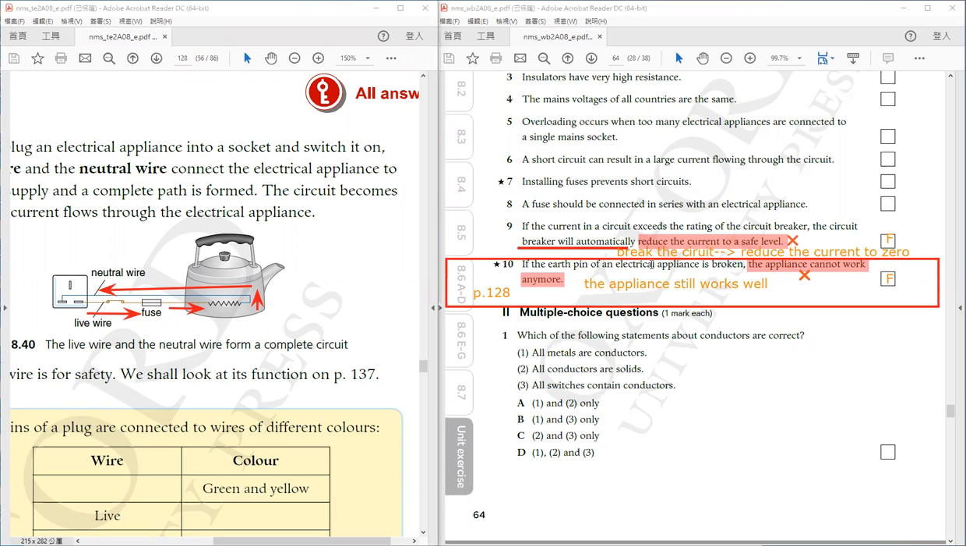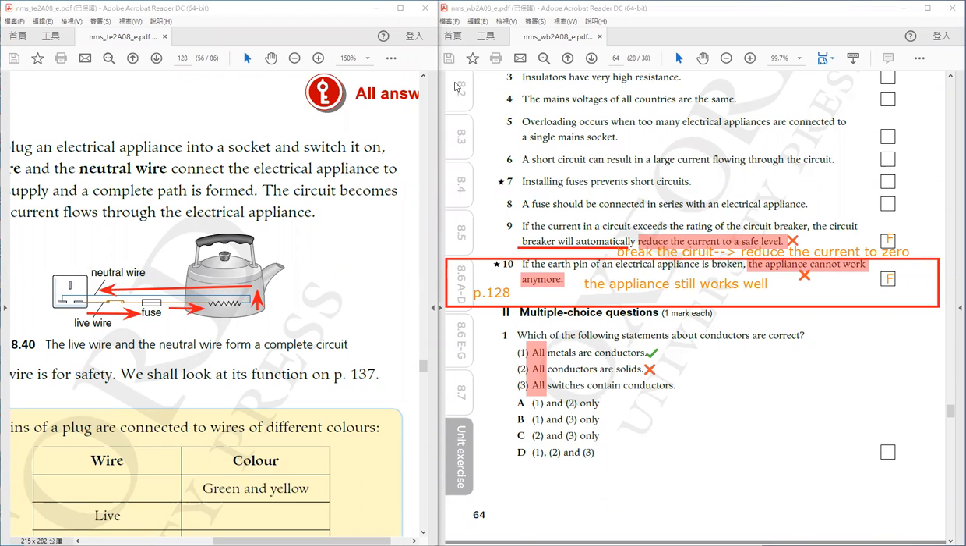Okay, for multiple choice, whenever you see the word "all," then you think of any exceptions to disprove this sentence. Okay, all metals are conductors, yes, because they have free electrons. Statement 2 is not correct.